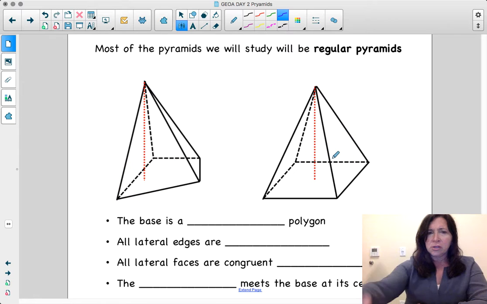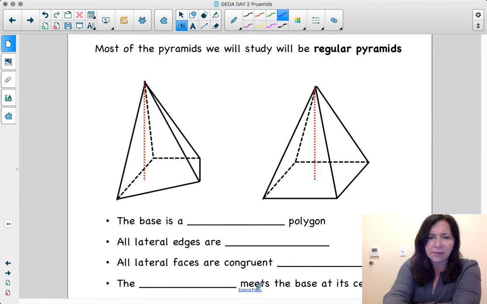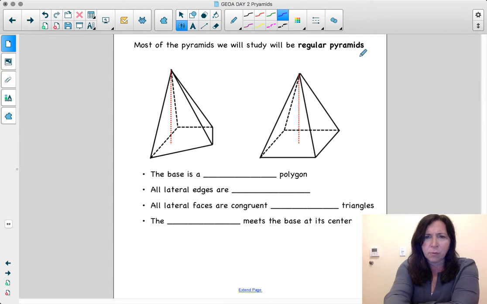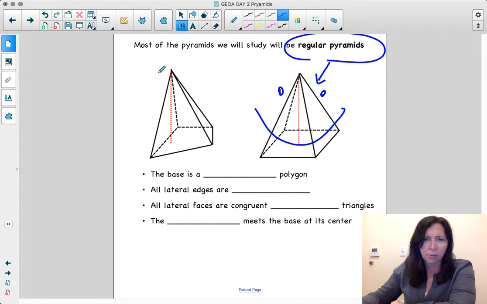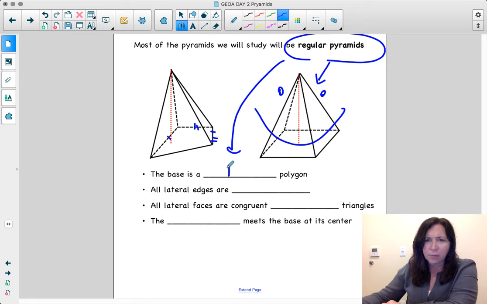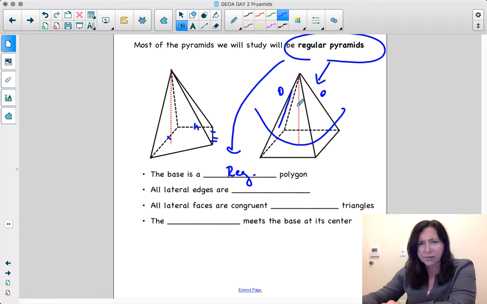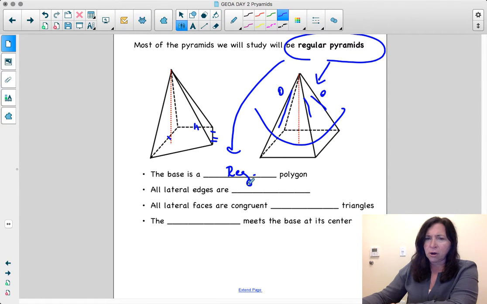Okay. So what we're going to do is this right here is basically saying, what's the difference between this pyramid and that? Well, this pyramid right here is a regular pyramid. So we are happy, this is a regular pyramid. This is not regular. You'll notice that the sides are all different lengths. So if it's a regular pyramid, then the base is a regular polygon. All lateral edges, that's these things right here, are congruent. All lateral faces, that's this right here, are congruent.